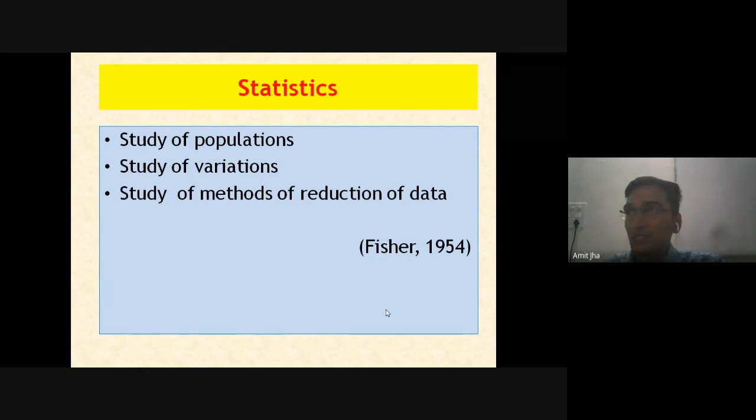If the data is there, whether biological data or any other data, it will have some variation, because it is impossible to have data without variation. So to study the variations, we have to use statistics. Statistics is also used in methods for reduction of data, because data as such is very large and cumbersome. To have a meaningful idea of it, we must have reduced data.